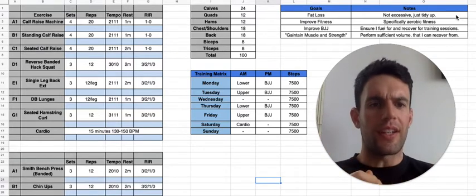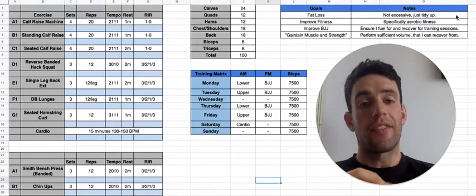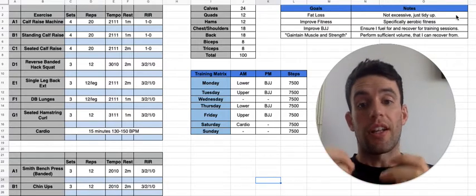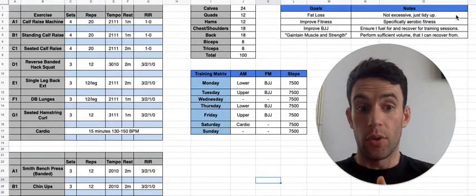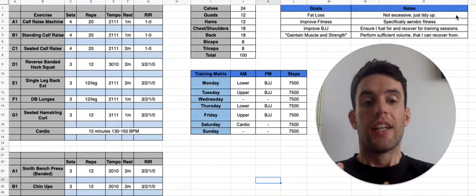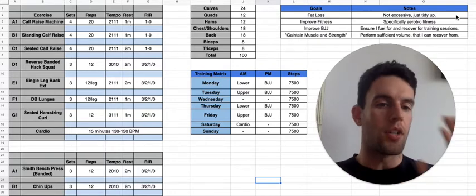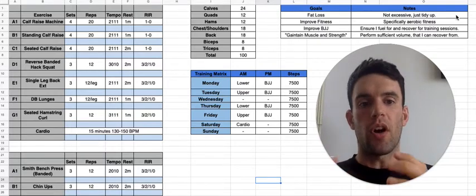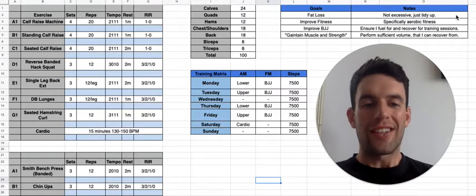So that's improving the fitness. Again, the other goal that I have is I want to improve my Brazilian Jiu-Jitsu, right? So to do that, I have to ensure that I fuel correctly for it and then recover from the training sessions, right? So we have to make sure that the diet, which I'll talk about in a future video, is supportive of my goals, right? And then I also actually have to get to class.